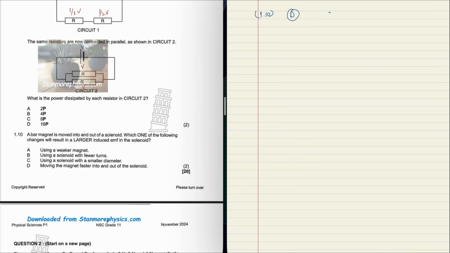And you could use the formula E is equal to minus N delta phi divided by delta t. If you are moving the magnet faster into and out of the solenoid, you are decreasing delta t, which means that the EMF will increase.